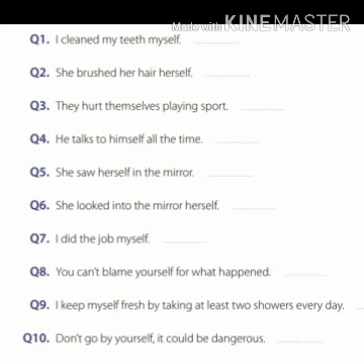Then in the third, they hurt themselves playing sport. In this sentence, before themselves, the word is hurt. And hurt is acting as a verb here. So if the pronoun is preceded by a verb, then it would be reflexive. And the fourth one, he talks to himself all the time. So talks to is a verb, then it would be reflexive. Children, now I hope you would be able to identify reflexive and emphatic pronouns.